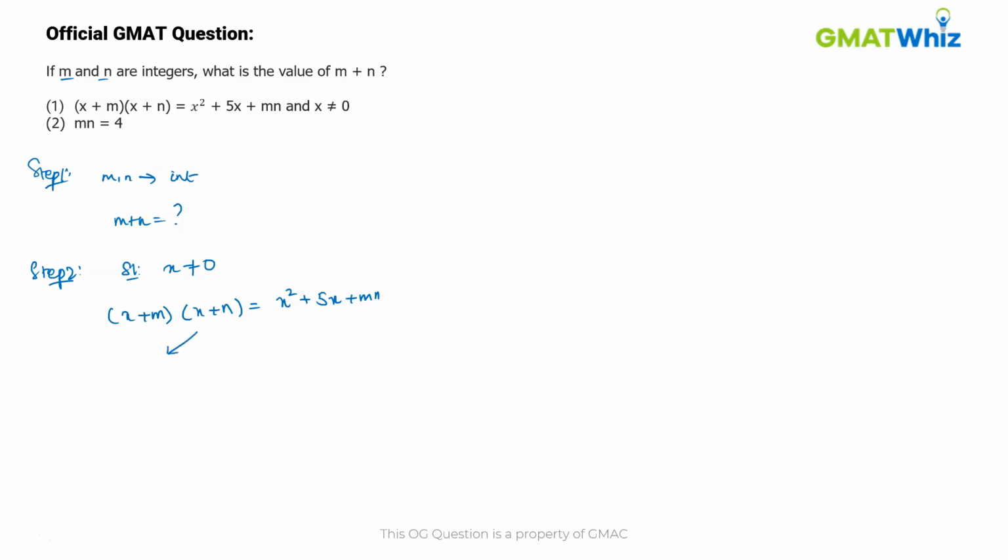One way would be to multiply this out and get x squared plus (m plus n) times x plus mn, which is equal to x squared plus 5x plus mn. Now x squared and x squared get cancelled out, mn also gets cancelled out. So we are left with (m plus n) times x is equal to 5x. Now this gives us that m plus n is equal to 5.